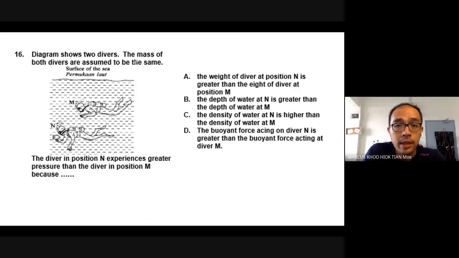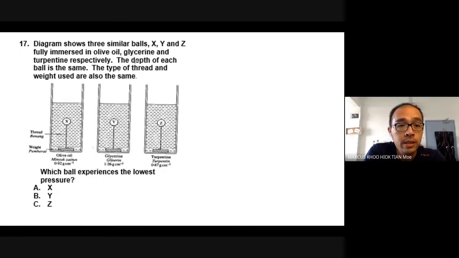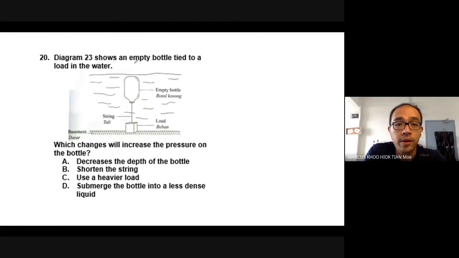Okay, I don't talk about this. I don't talk about this. Okay, I want to talk about this. Diagram 23 shows an empty bottle tied to a load in the water. So the empty bottle is over here, and then there's a string, and then there's a load over here.